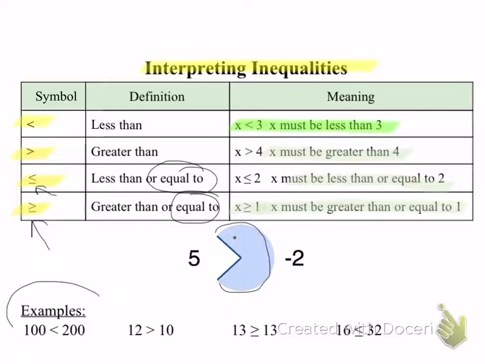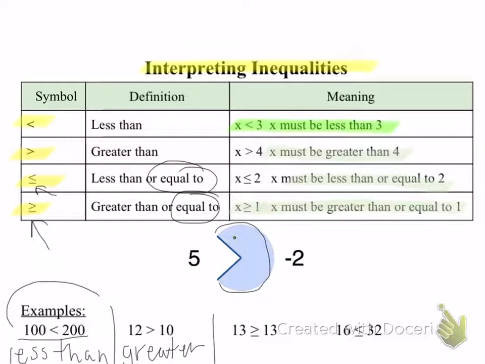So we've got 100 and 200. Well, Pac-Man needs to face the 200 because it's the greater number. So in this example, 100 is less than 200, because the Pac-Man's facing the 200. For our next example, we've got 12 and 10. Well, 12 is greater than 10 because the Pac-Man's facing the 12.